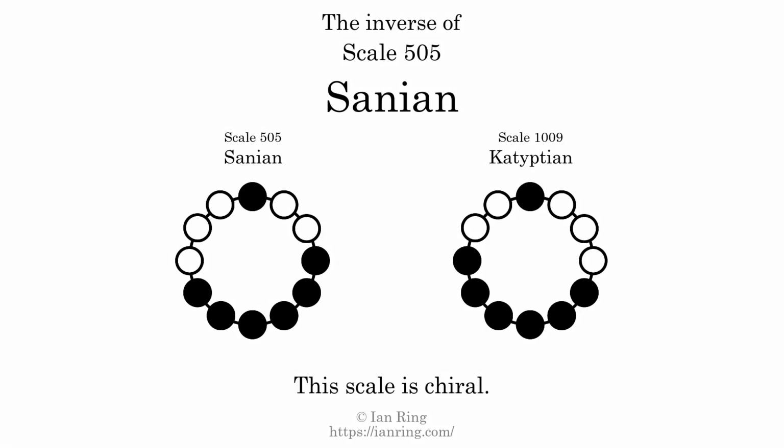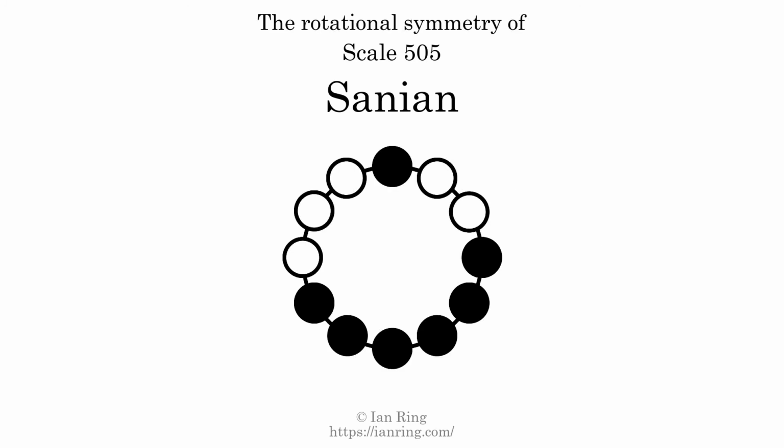The inverse of a scale is a mirror image. It is what you get when the sequence of intervals is reversed. The inverse of this scale is scale 1009, also known as Kotipshan. This scale is chiral. It cannot transform into its inverse by rotational transformation. This scale has no rotational symmetry.